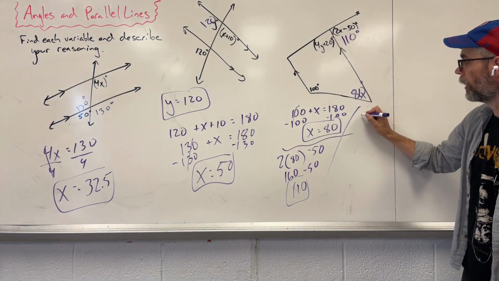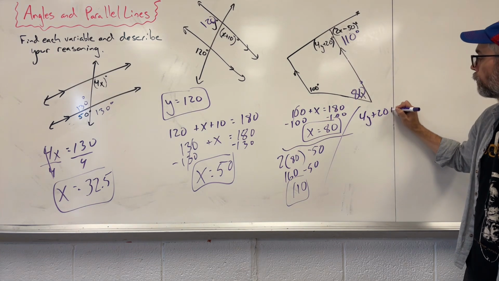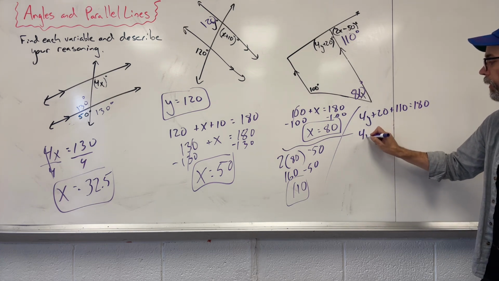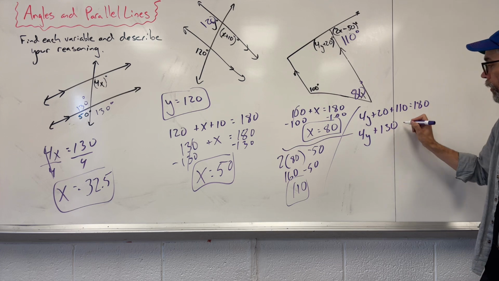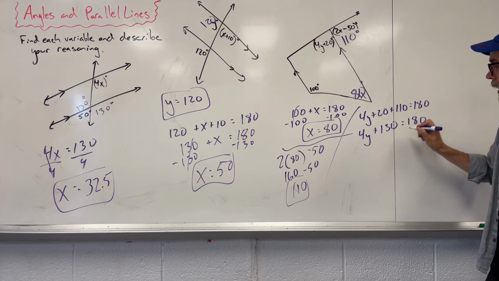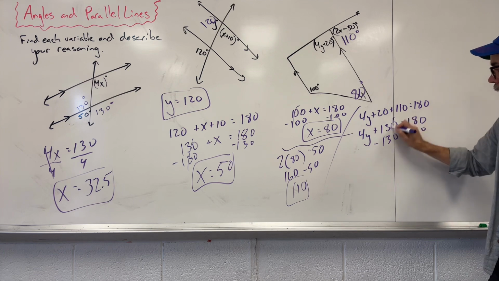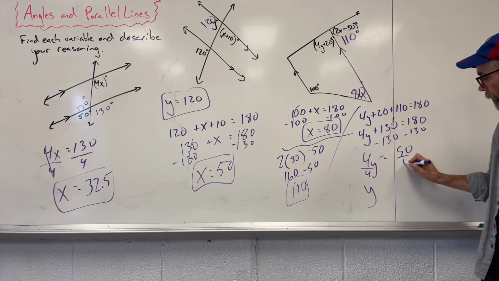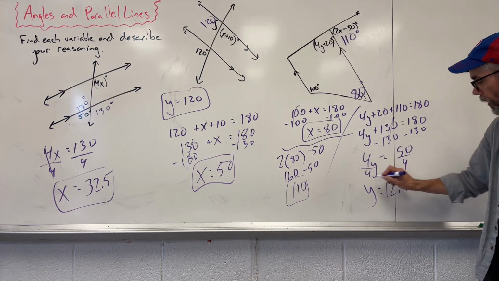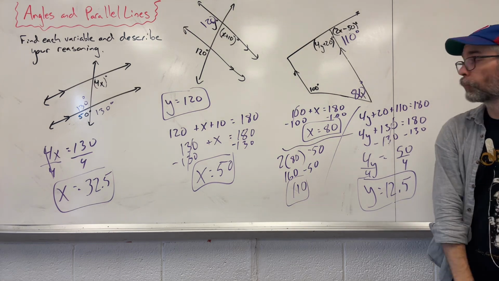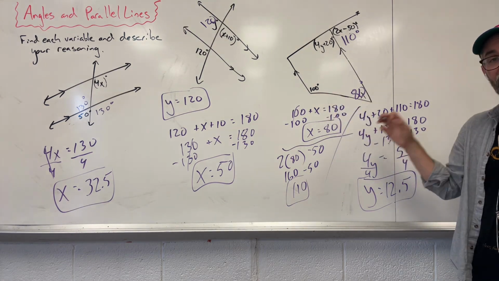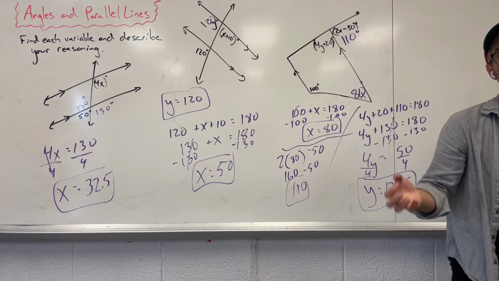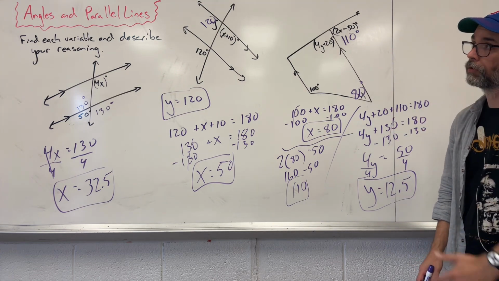So we can say 4y plus 20 plus 110 equals 180. Let's put together and then start dividing. 4y plus 130 equals 180, minus 130. 4y equals 50, divide, y equals 12.5. Now, again, how did we get there? These two were consecutive interior. I took my x, I substituted in, and these two were supplementary angles. And that's using angles and parallel lines.